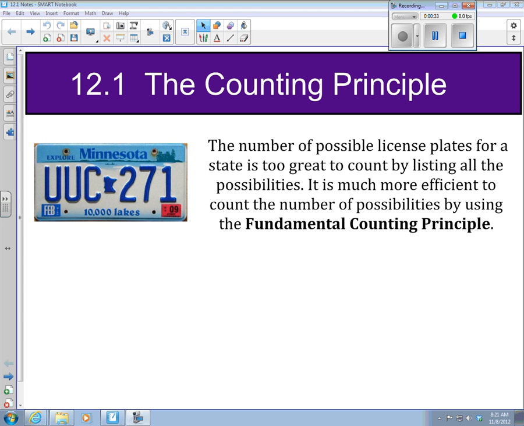So anyway, the counting principle is basically what we're going to be working with today, and then some other terms also. The number of possible license plates for a state is too great to count by listing all of the possibilities. It is much more efficient to count the number of possibilities by using the fundamental counting principle.